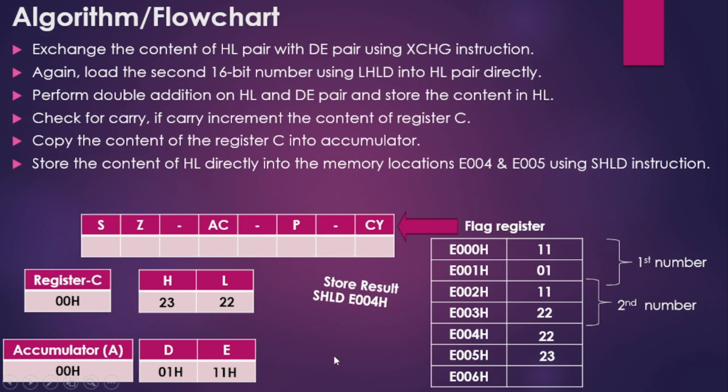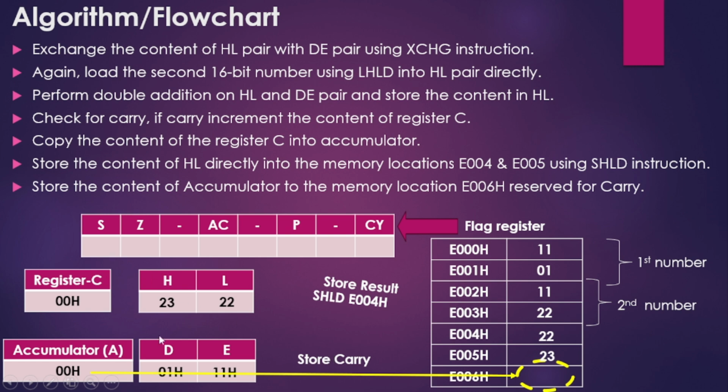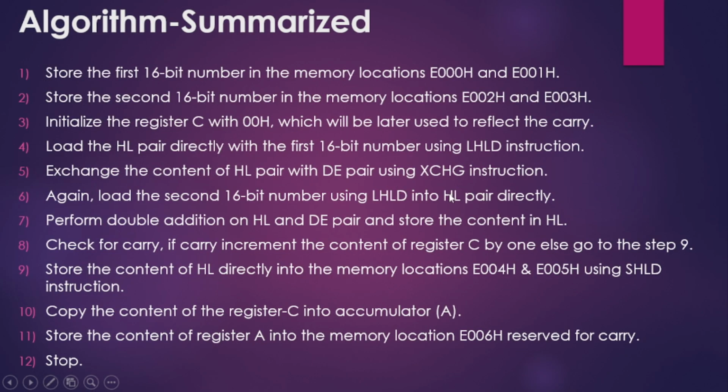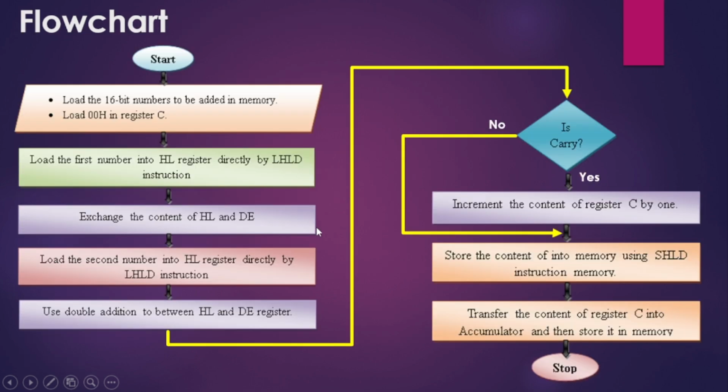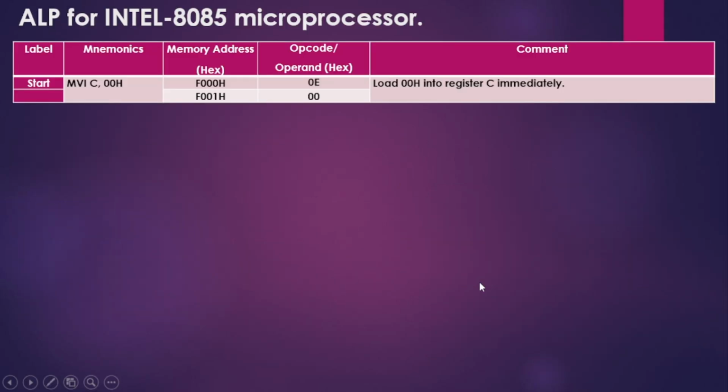Step 11. Store the content of the accumulator to the memory location E006 reserved for carry. Step 12. Halt the operation. Let us now summarize the algorithm as shown here. Now let's see the flowchart. Let us now write the assembly language program for the Intel 8085 microprocessor.